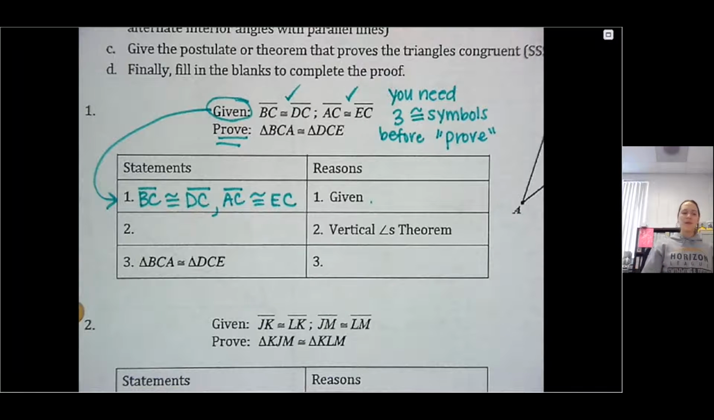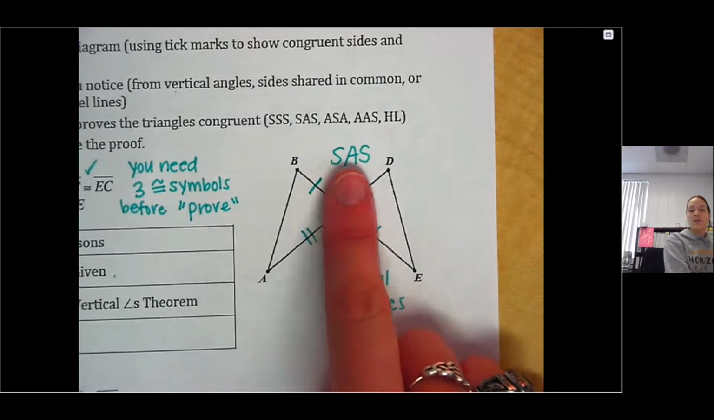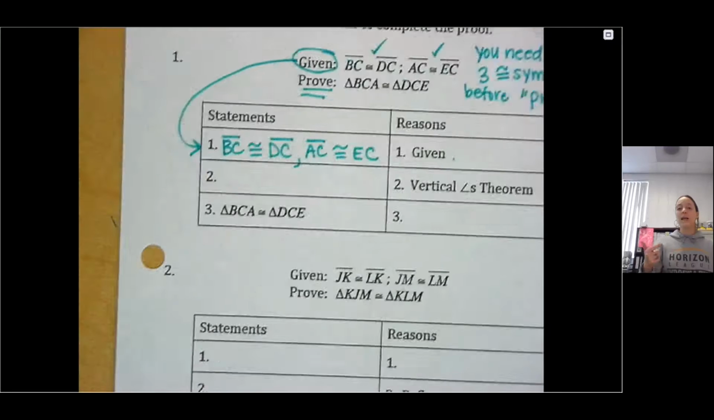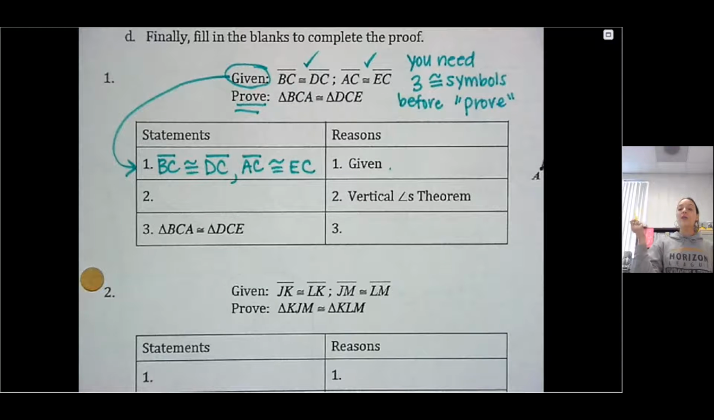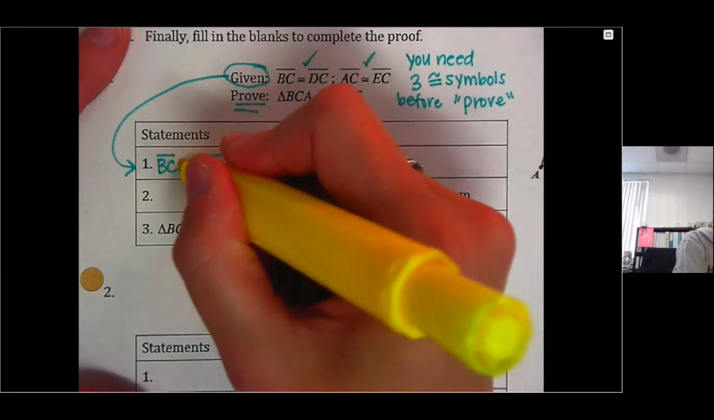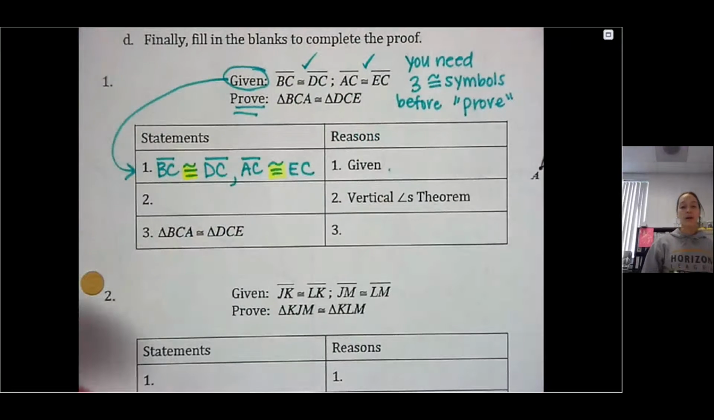And that makes sense because we needed all 3 of those to get side, angle, side. So you better have a side, an angle, and a side all with a congruence symbol. So here's why we have our highlighters, because we're going to practice highlighting our congruent symbols every time. So I've got 1, 2 already. And obviously I need a third one.